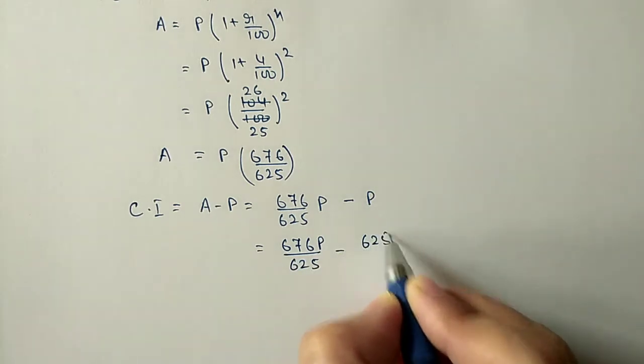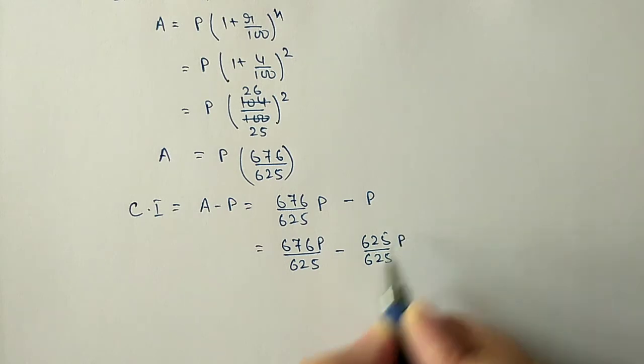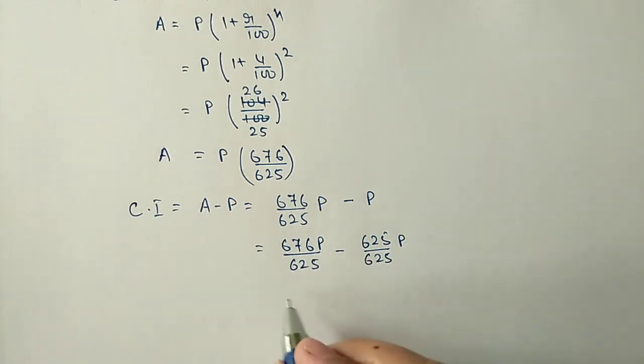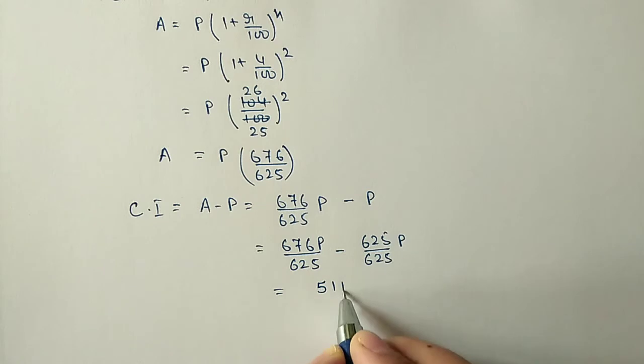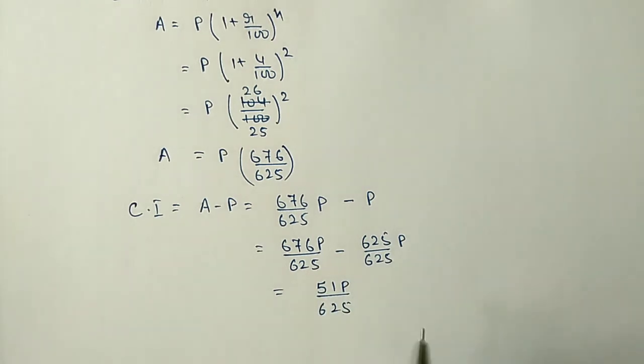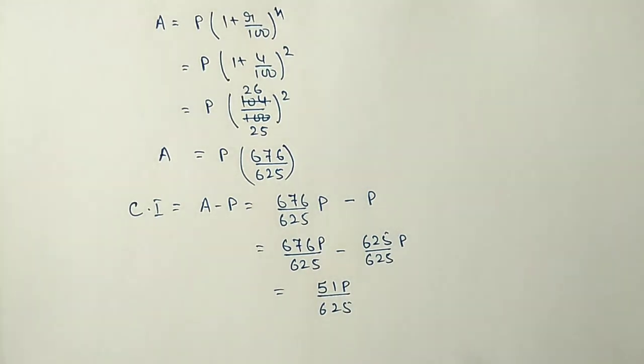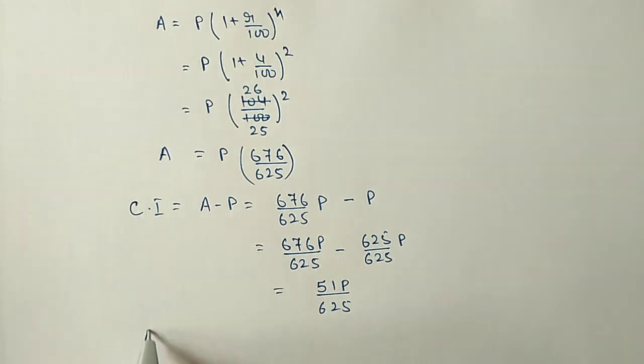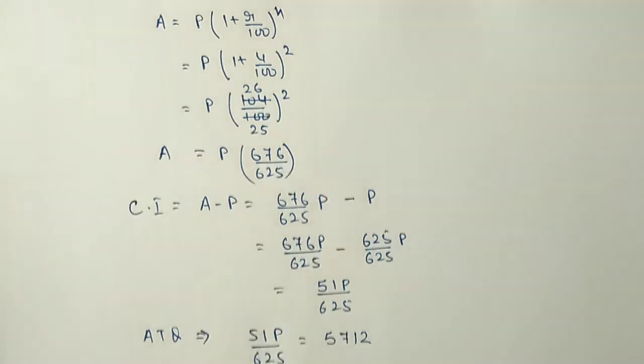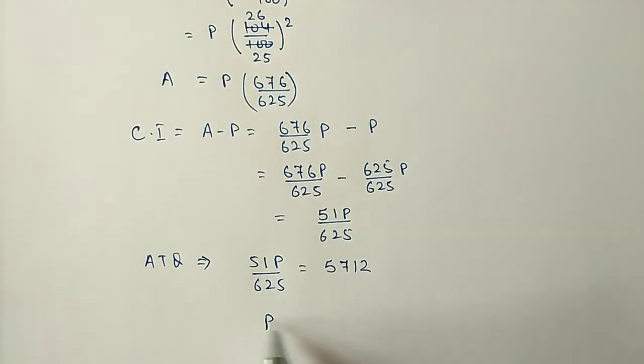We can write it as 625 by 625 P. Now the denominator is the same, so we can subtract the numerators and will get 51 P by 625. This is the compound interest according to our calculation, but in the question compound interest is given as 5712. So we can equate both. So according to the question, 51 P by 625 is equal to 5712.